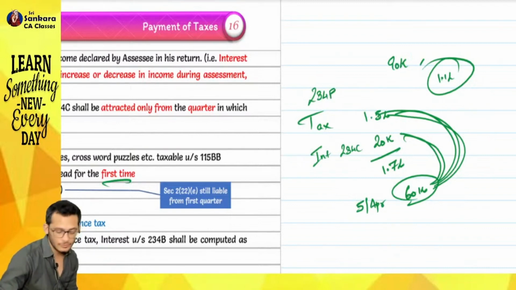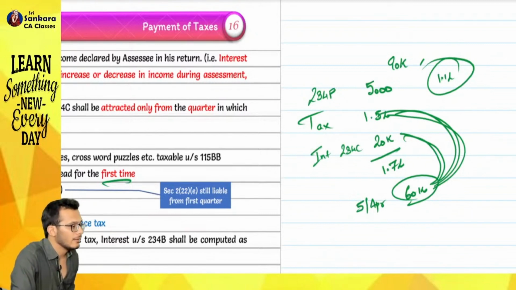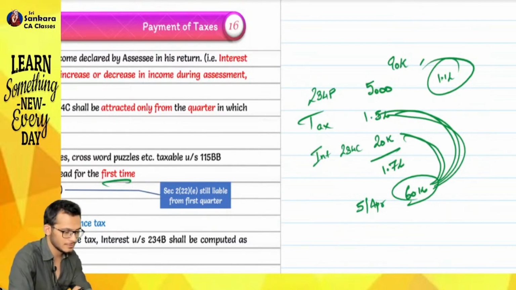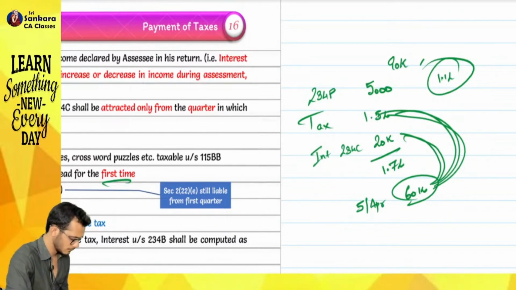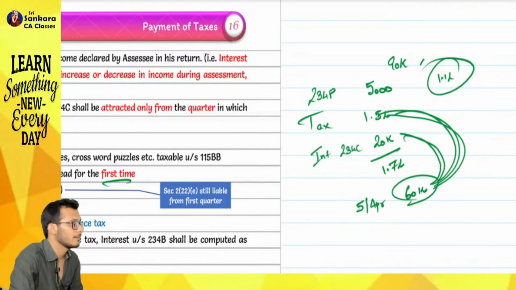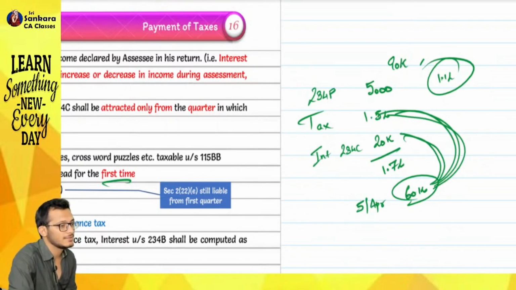I did not file my return on time. I have been levied 234F of 5,000 rupees. I will first adjust my 60,000 against what? Fees or interest? Fees is static. Fees is a one time offer. So they said, boss, adjust it against your fees first, then adjust against your interest, then adjust against your tax. Is it clear? This is what SAT says.